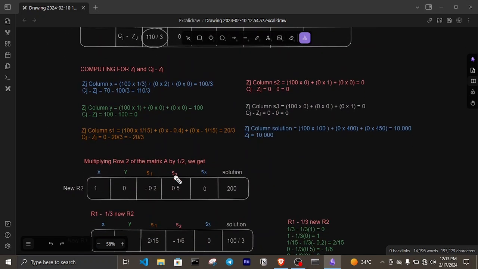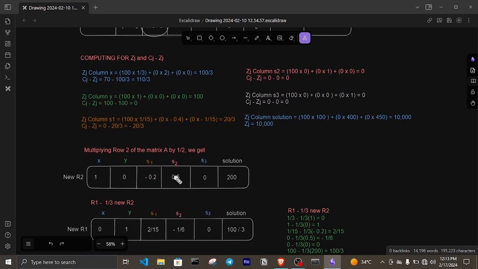So computing for zj and cj minus zj. On column x, we are going to do 100 times 1/3 plus, now you're multiplying all these by 0, so they are basically equal to 0, and we're going to get 100/3. Now that we have 100/3, to find our net evaluation value is going to be 70 minus 100/3, which is equal to 110 divided by 3. I think we've gone through this before, alright.